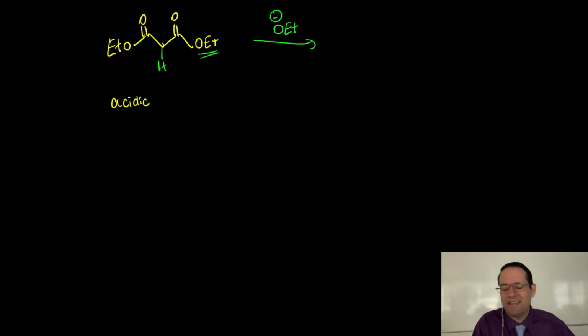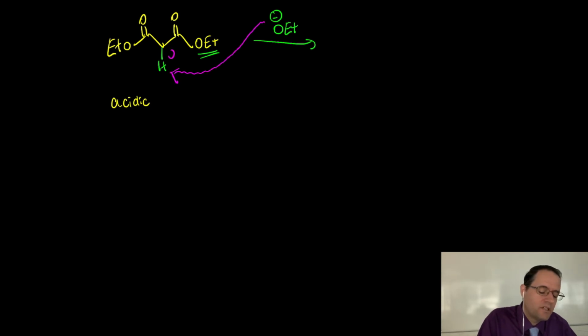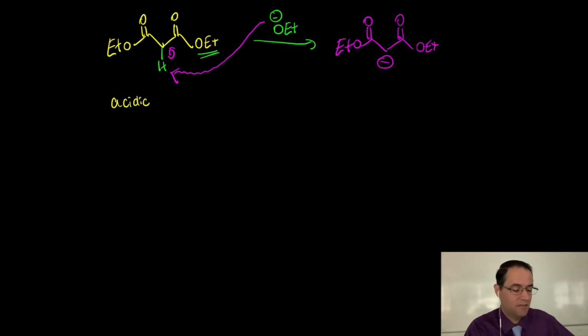If you treat this with hydroxide or ethoxide, remember normally you use the same alkoxide as the ester to prevent trans-esterification, this will deprotonate here quite readily to give you the enolate. This is review, we've talked about this before. Now we've recalled how it's acidic.